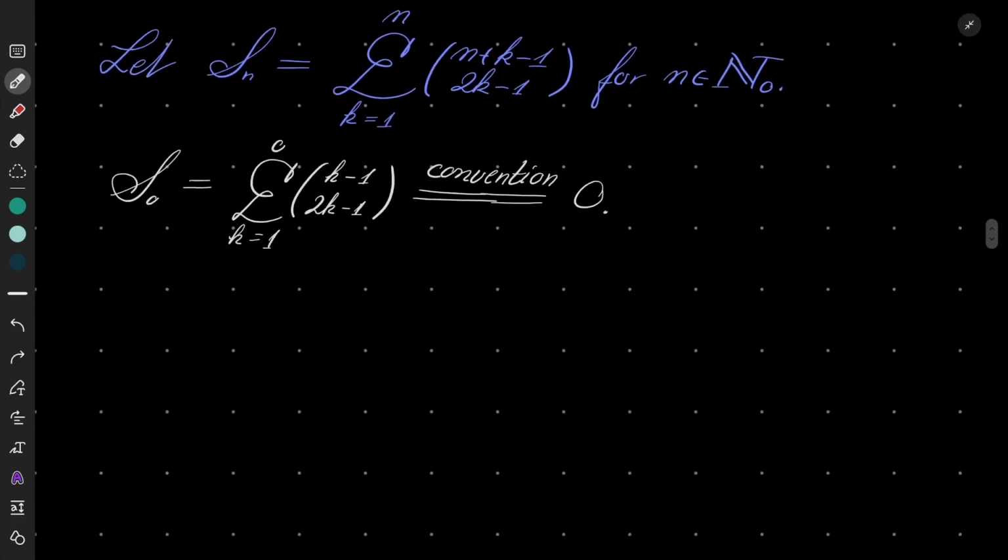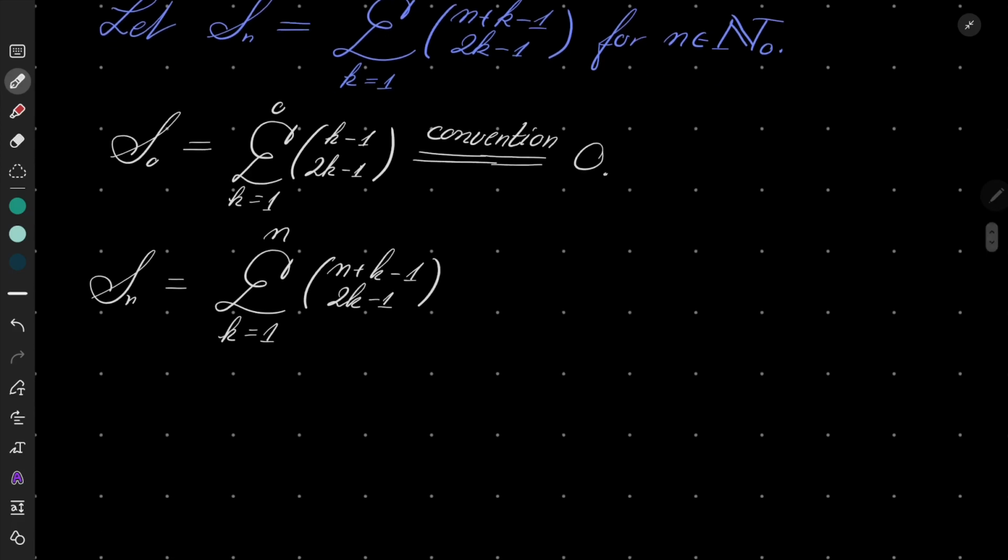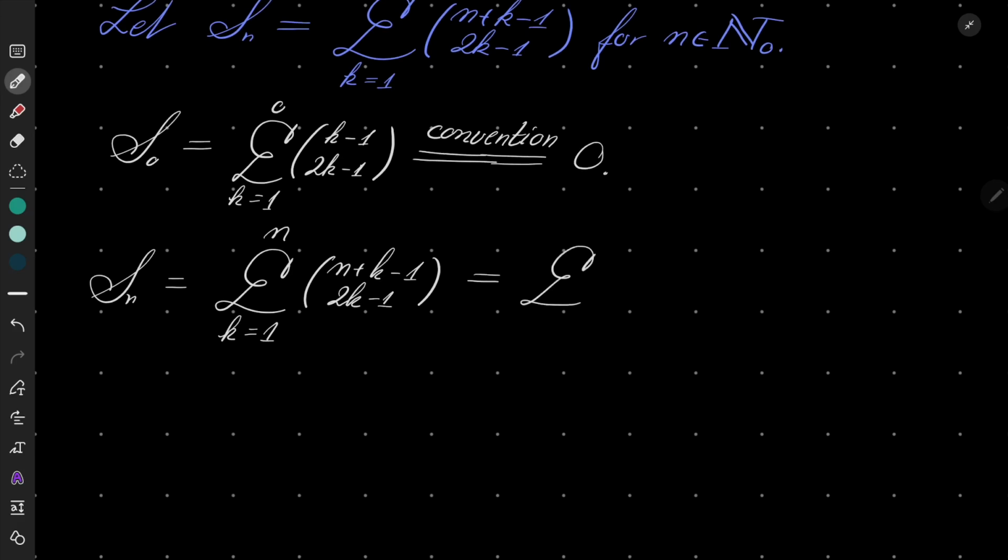And now let's take a look finally at S of n, the sum from 1 to n of n plus k minus 1 choose 2k minus 1. As I suggested, to make our life easier, I will consider this sum over integers in both directions, from minus infinity to plus infinity. Is it legal? Yes, it is, because if k is negative, this part is negative, and n choose a negative number is by convention 0.